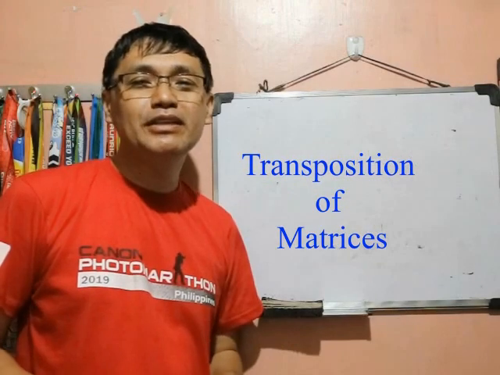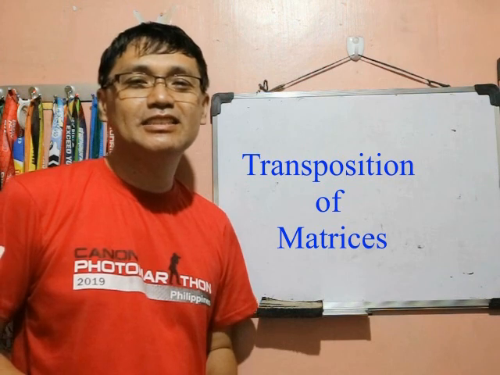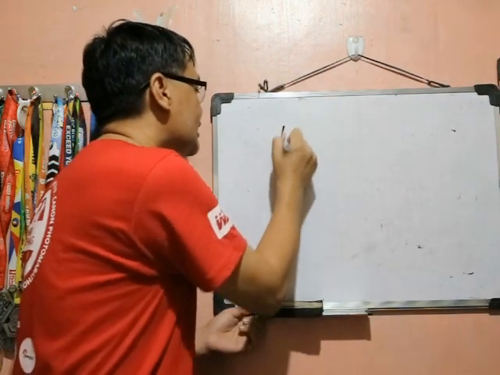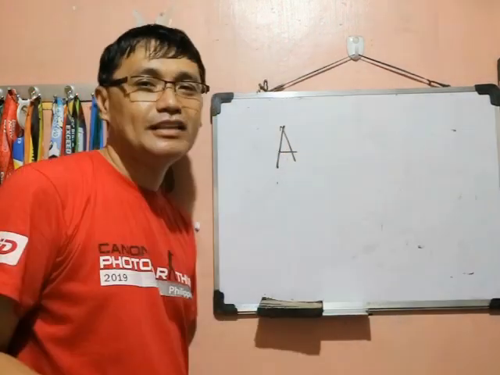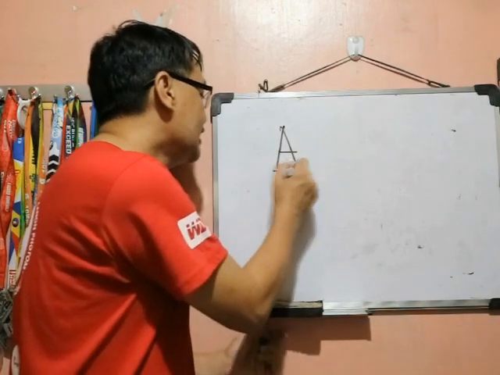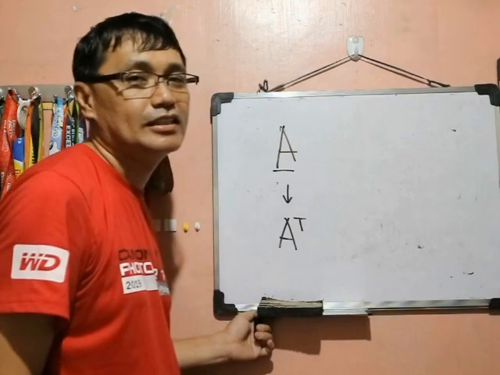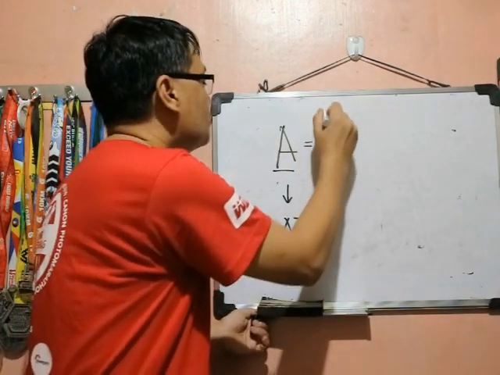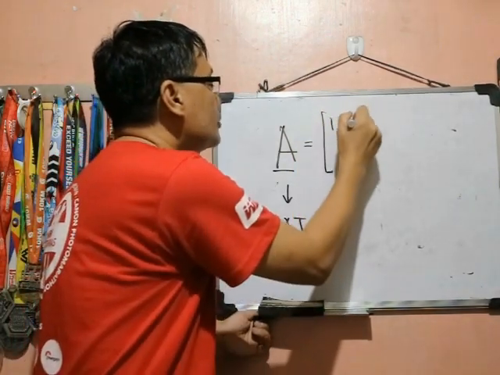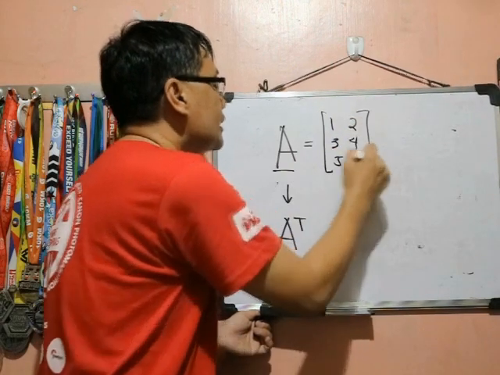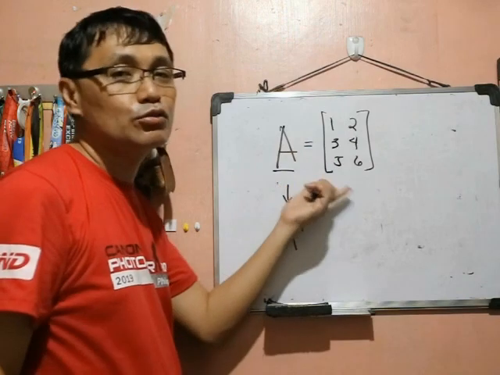The transpose of a matrix A is a matrix that is formed by interchanging all the rows of a given matrix into columns and vice versa. So let us say this is matrix A, and the transpose of a matrix A is written as A raised to T. So let's have an example. So we have 1, 2, 3, 4, 5, 6. We have 3 by 2 columns.